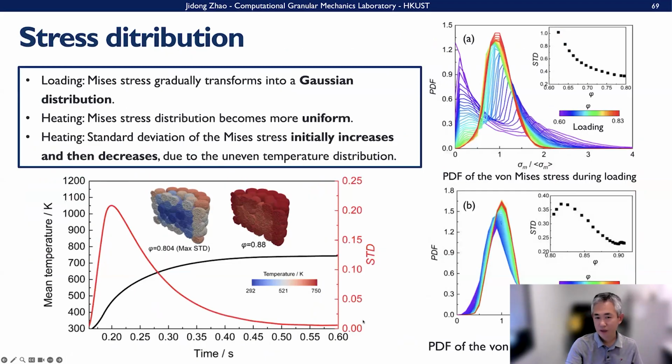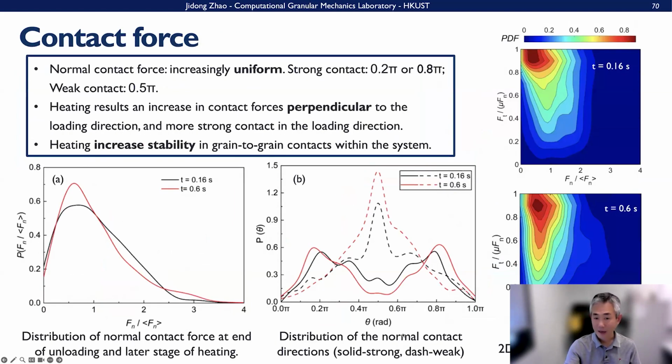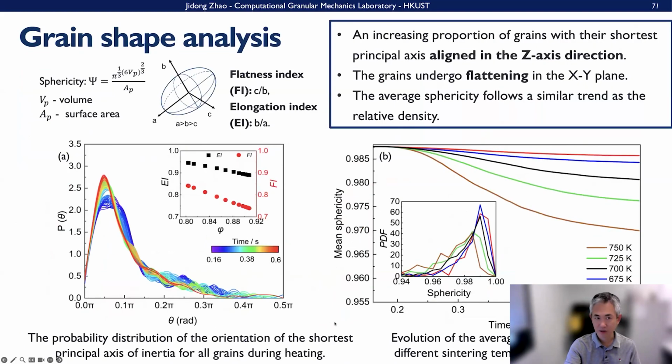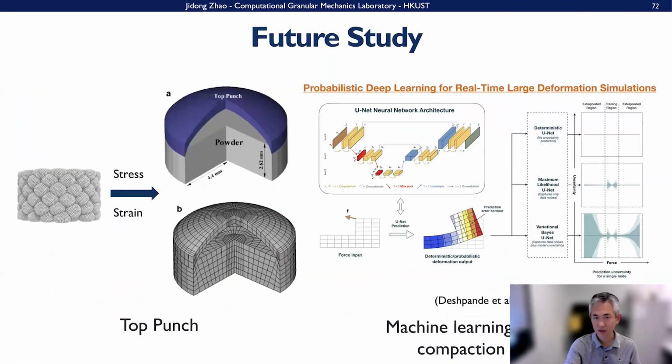And then we can further analyze the stress distribution here. We find that the von Mises distribution during this sintering process can really transform to a Gaussian distribution here. And further, we can analyze in detail the contact force, which I will skip, and the grain shape analysis similar to before here.